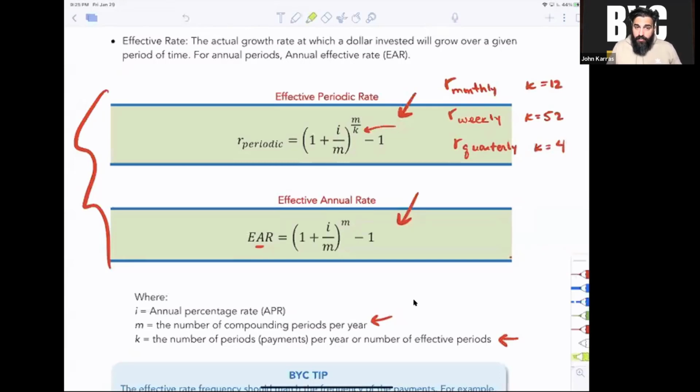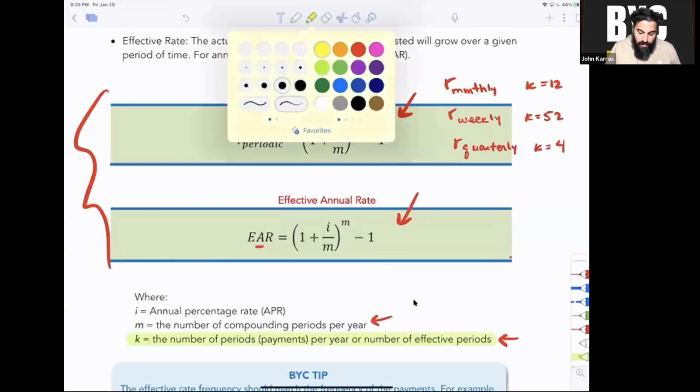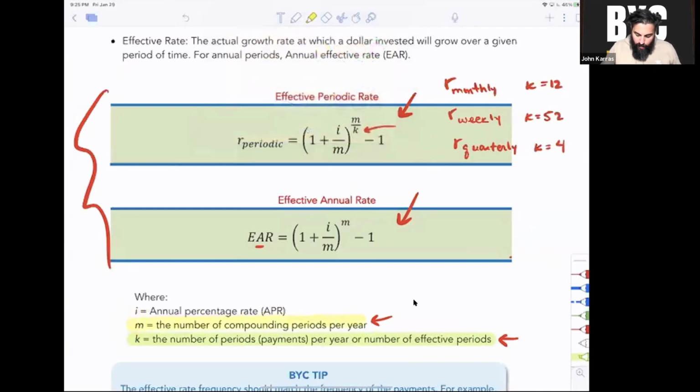So let's not mix up K, which is the period, the effective period in the question, and M, which is the compounding frequency in the question. The compounding frequency has to be mentioned in the question. It's not something that you can assume. Whereas the K is often what you have to figure out as part of the overall solving of the question. Okay, so I know that's a lot of information to take in at once.